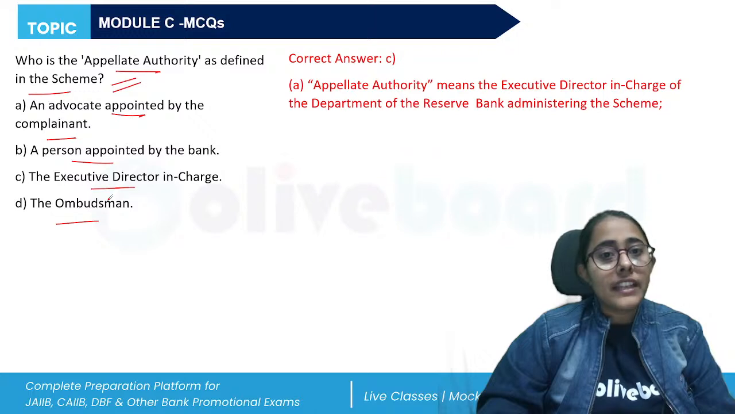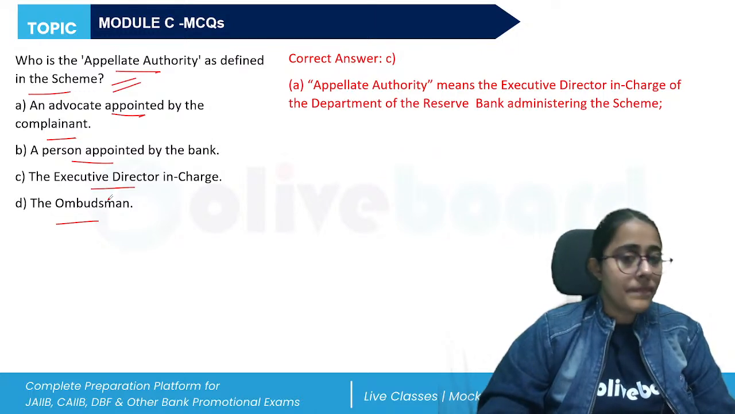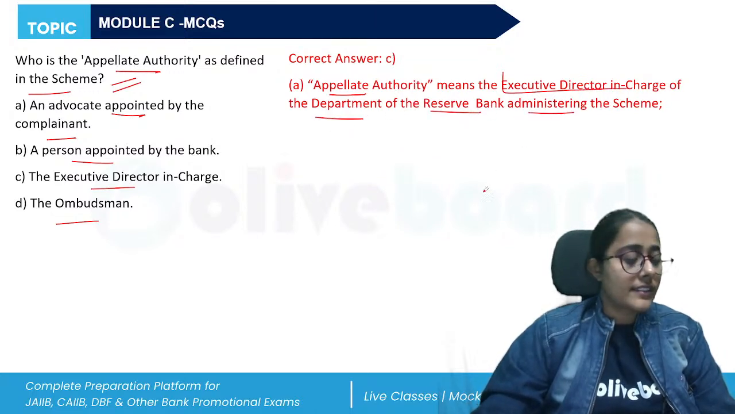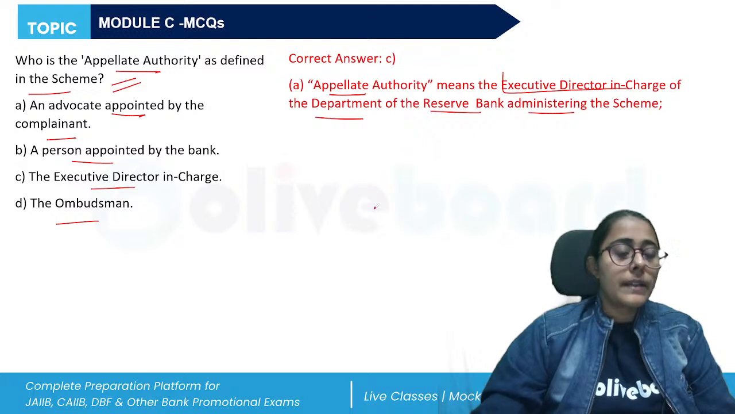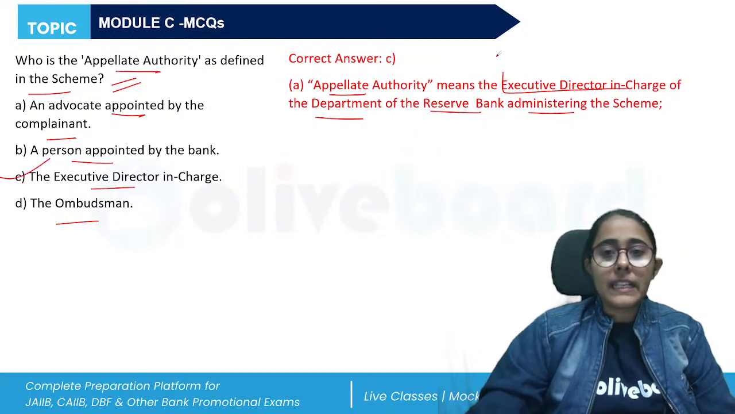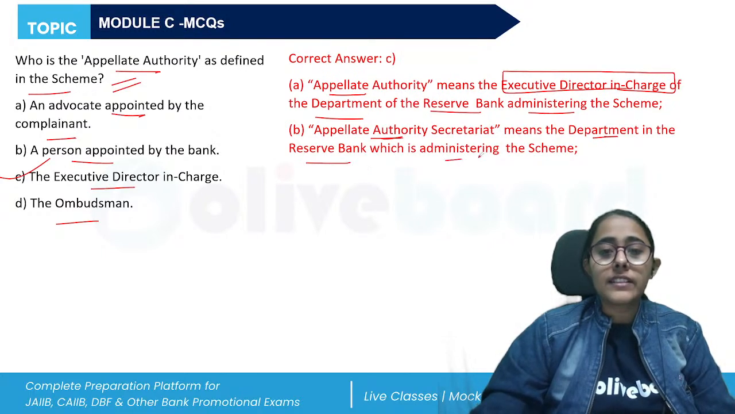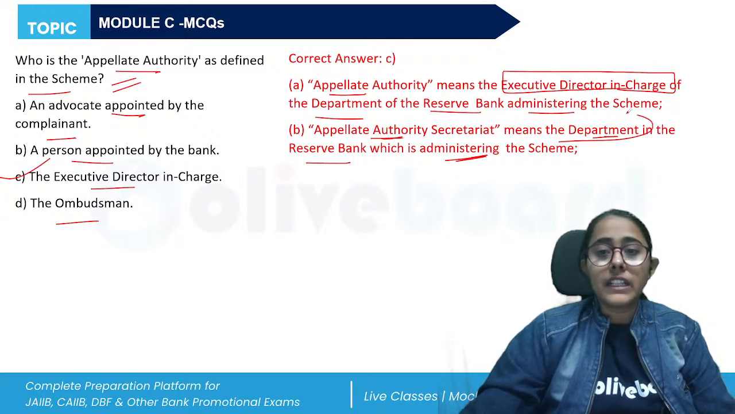There are various definitions that are given under this act. For example, the appellate authority means the executive director in charge of the department of the Reserve Bank that is administering the scheme. Okay? Appellate authority means the executive director in charge. Then the appellate authority secretariat means the department in the Reserve Bank which is administering the scheme. So it is the name of the department.